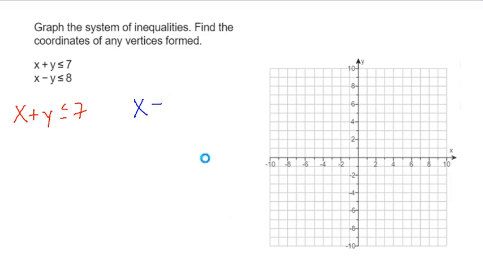Oh, I can't draw a y. X minus y is less than or equal to 8. So let's start with the first one. We'll just deal with one at a time. Don't feel overwhelmed trying to deal with both of them at the same time. That would be difficult. Just focus on this one.